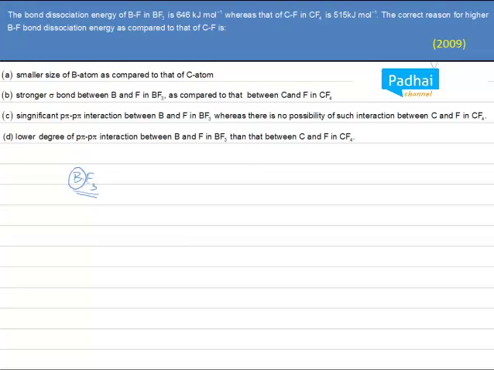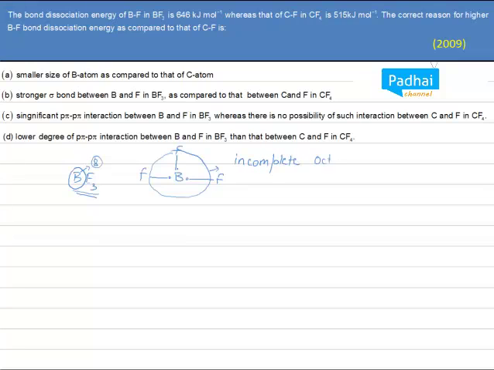According to the octet rule, each atom should have 8 electrons in its outermost shell to become stable. But over here, in boron earlier there were 3 electrons and now it is forming 3 bonds. That means this boron has only 6 electrons, 3 shared from this. So its octet is not complete, right? It has an incomplete octet.